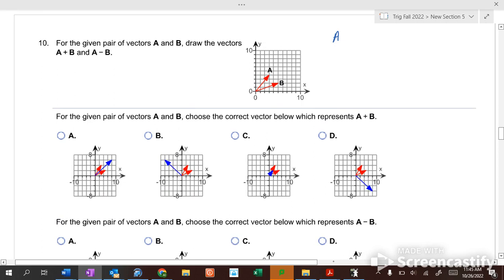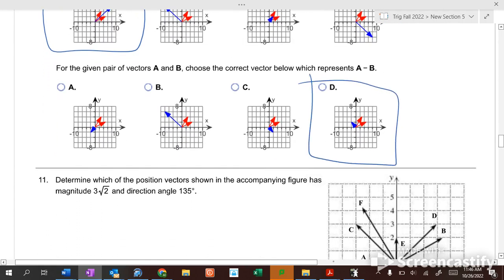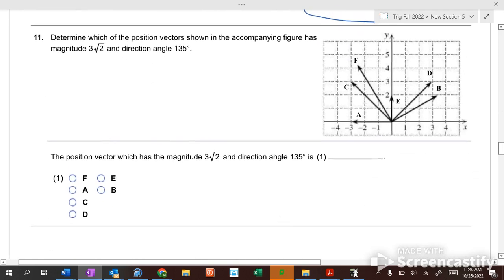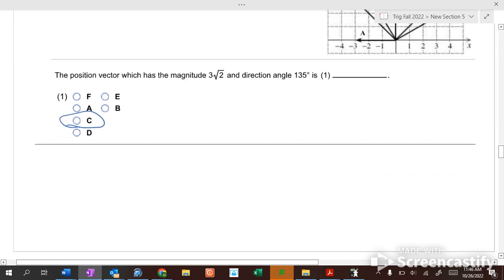A for this problem is 3, 4. B for this problem is 5, 2. What's A plus B? 8, 6. What's A minus B? Negative 2, 2. So A plus B is 8, 6. That's the furthest one going out this way. Negative 2, 2 would be just a short little arrow, which would be that one. Which arrow is at 135 degrees? C is.